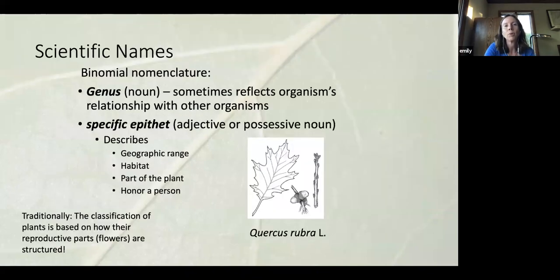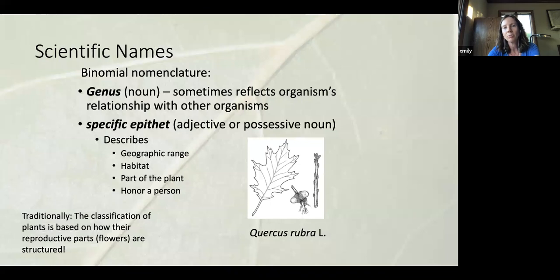There we go. So scientific names. The first thing we want to do is we want to all be on the same page talking about trees the same way. Trees have common names as well as scientific names. And the scientific name is a binomial nomenclature. And that's made up of two pieces. That's the genus, which is the noun, and then the specific epithet, which is usually an adjective of some sort. And that adjective describes geographic range, sometimes habitat, the part of the plant, or it can honor the person that found the plant. So in this case, we have Quercus rubra here, and that's for red oak.